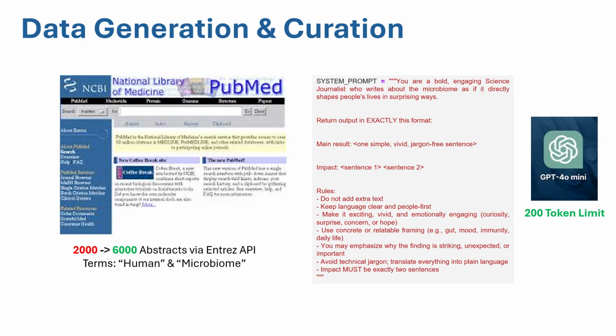I used the search terms human and microbiome. However, you could change this to any field of interest, and you can just rerun the whole model and it will generate the same summary template, and it will be field specific.